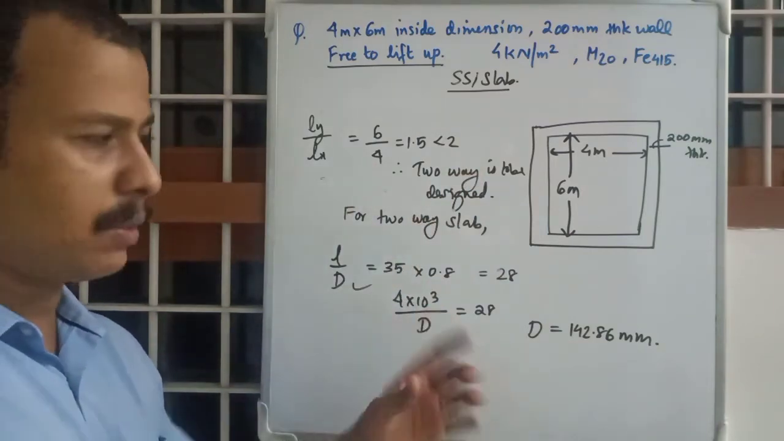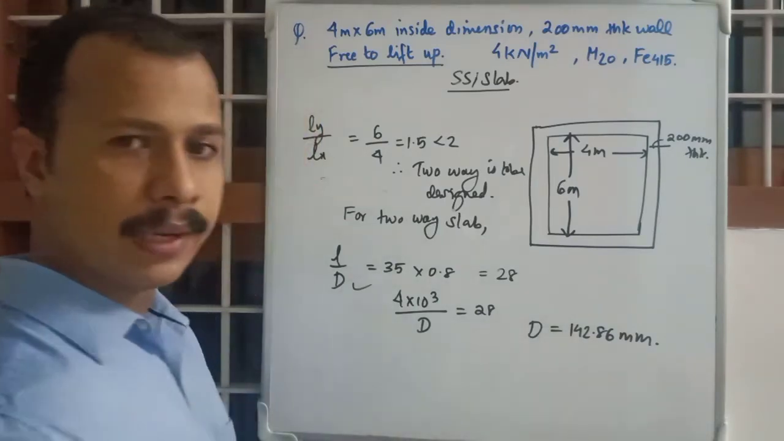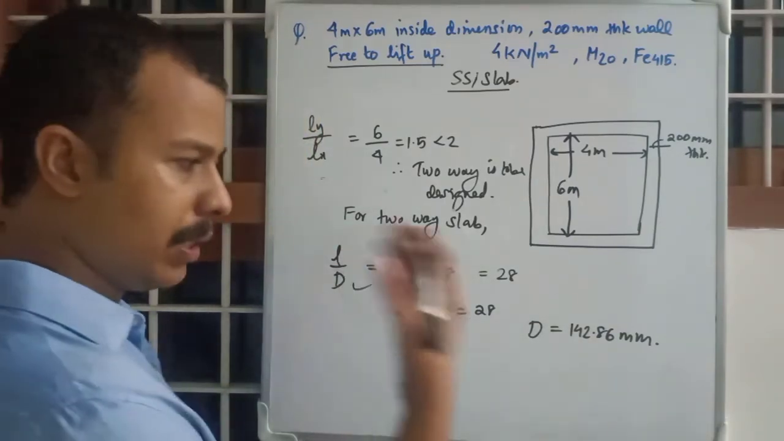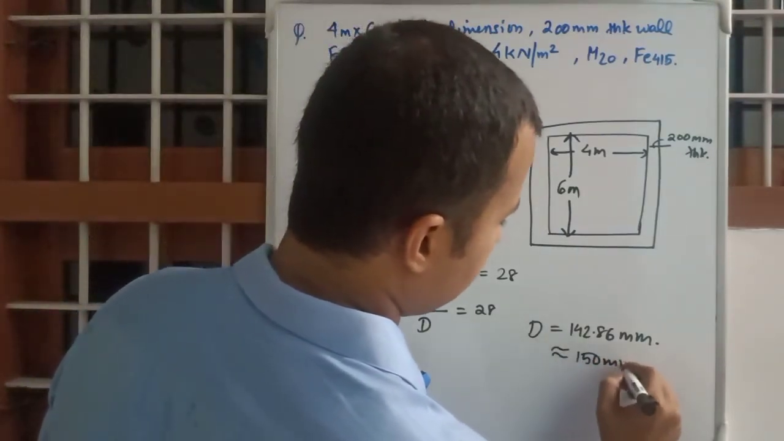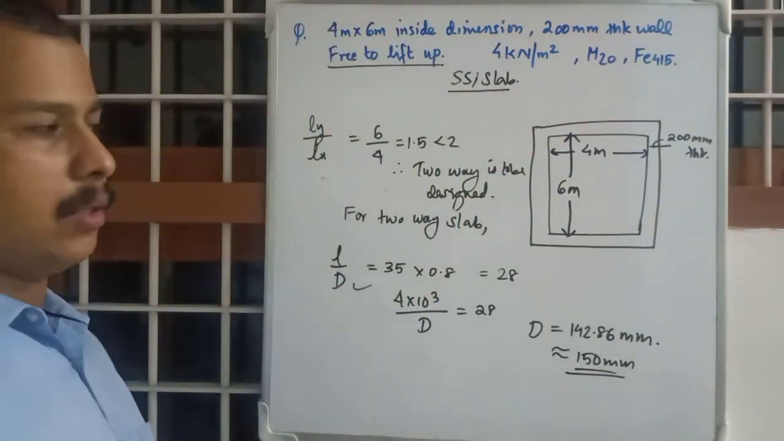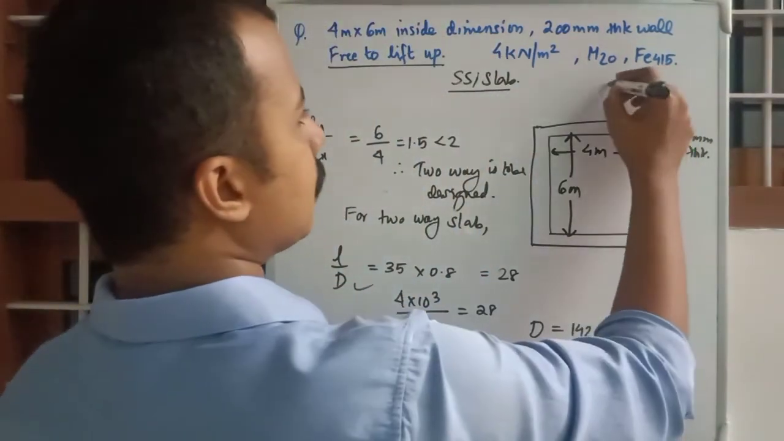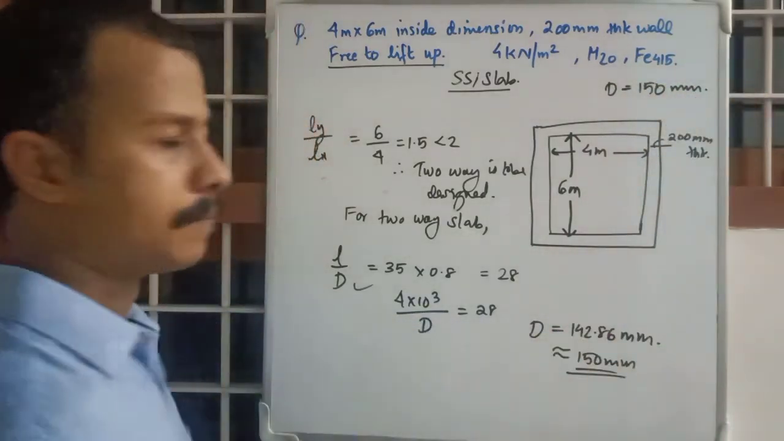We are assuming this as the total depth. So we are rounding it up to 150 mm total depth, and keeping it aside. D is equal to 150 mm.